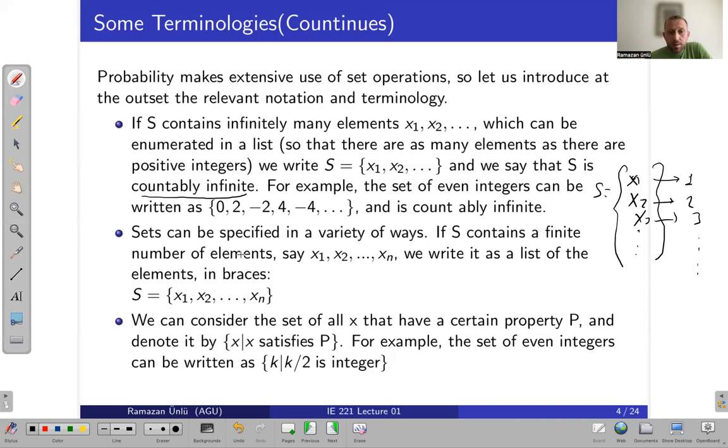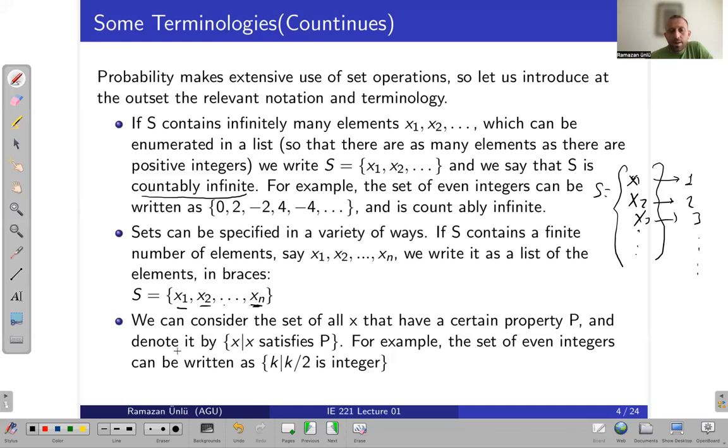Sets can be specified in other ways. If S contains a finite number of elements x1, x2, until xn, we know the cardinality of the set, the magnitude of this set. We can count the number of elements in the set.